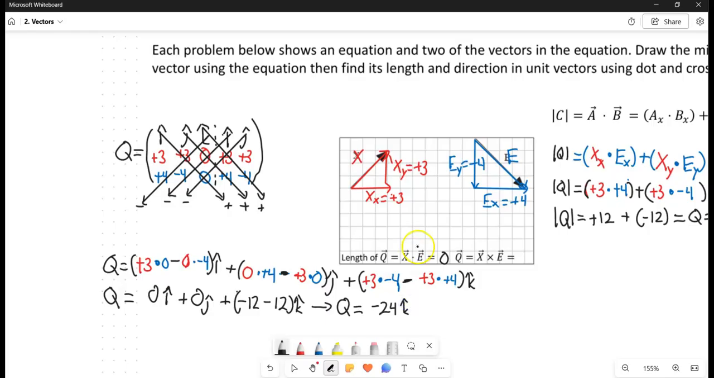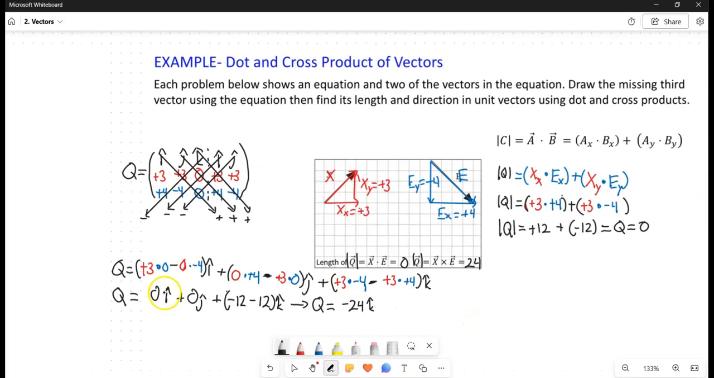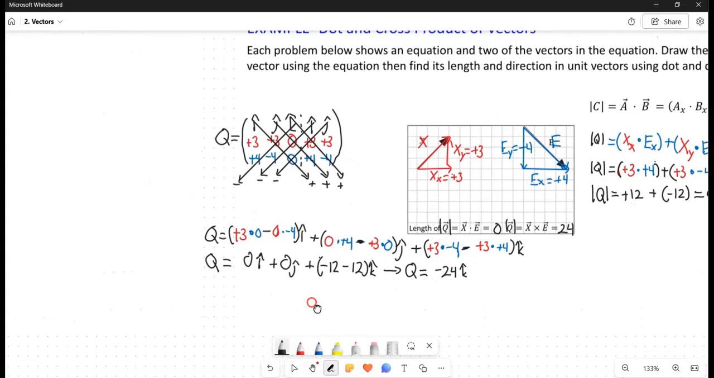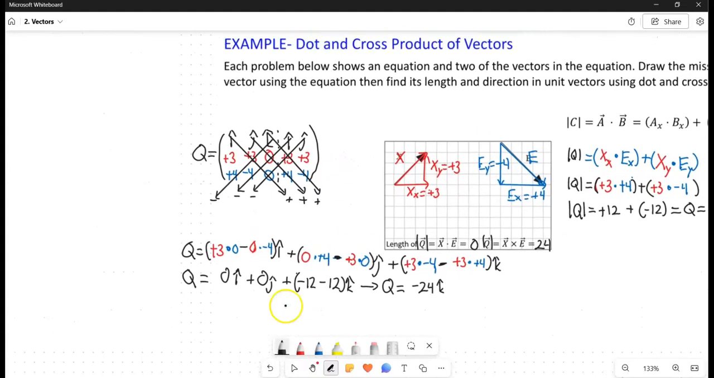Now we only want the length, so this is just 24. So get rid of the direction of this, okay? And we're just going to put in a number as 24. So we're trying to find the length of Q here, okay? So again, if it turns out to be negative or positive, with a k, you just get rid of the negatives, okay? Now, the easy way to do this, okay, you just have to go in order.